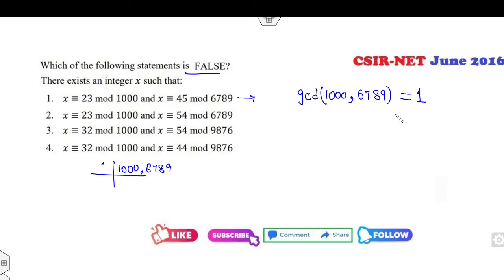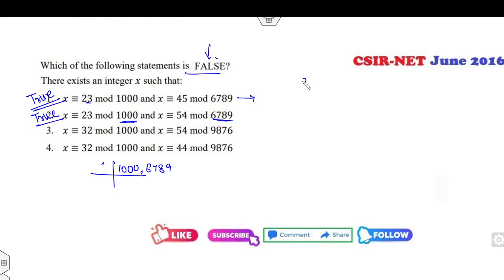Now, once the GCD is 1, when will there be a solution? When 1 divides 23 minus 45. That's true, because 1 always divides. So this statement is true, but we need a false statement. Look at the second option. GCD of 1000 and 6789, again 1, and 1 again divides 23 minus 54 or 54 minus 23. Yes, it is also a true statement.